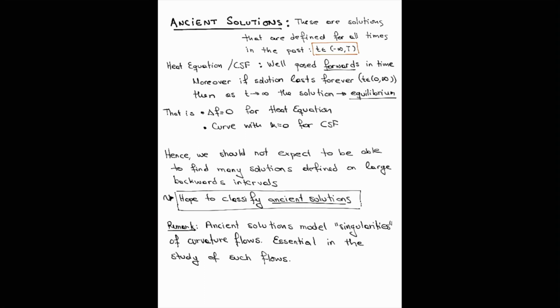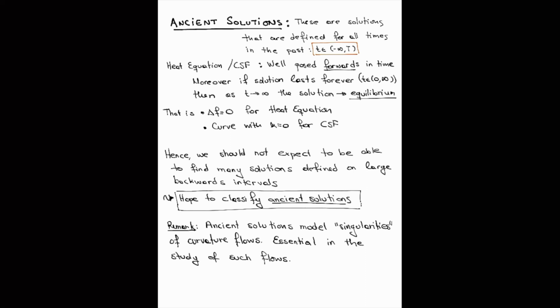Okay, so now let me move on and talk about ancient solutions. Ancient solutions are solutions that are defined for all times in the past. So the interval where t is defined goes from minus infinity up to some time. This time could also be plus infinity. Now, both the heat equation and the curve shortening flow are equations that are well posed forwards in time, meaning that if you give me initial data, I can define the flow for at least a short time, but only forward in time.